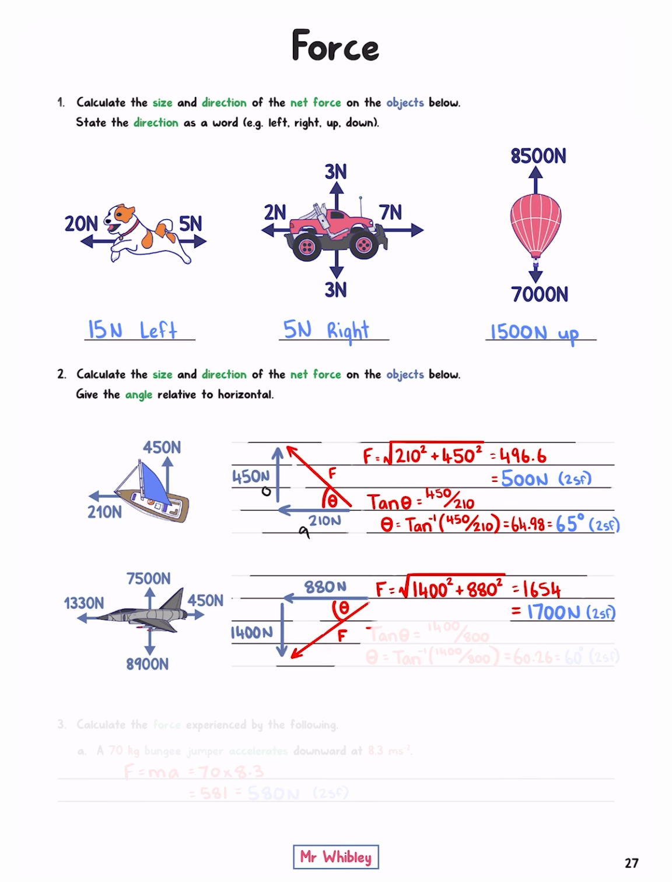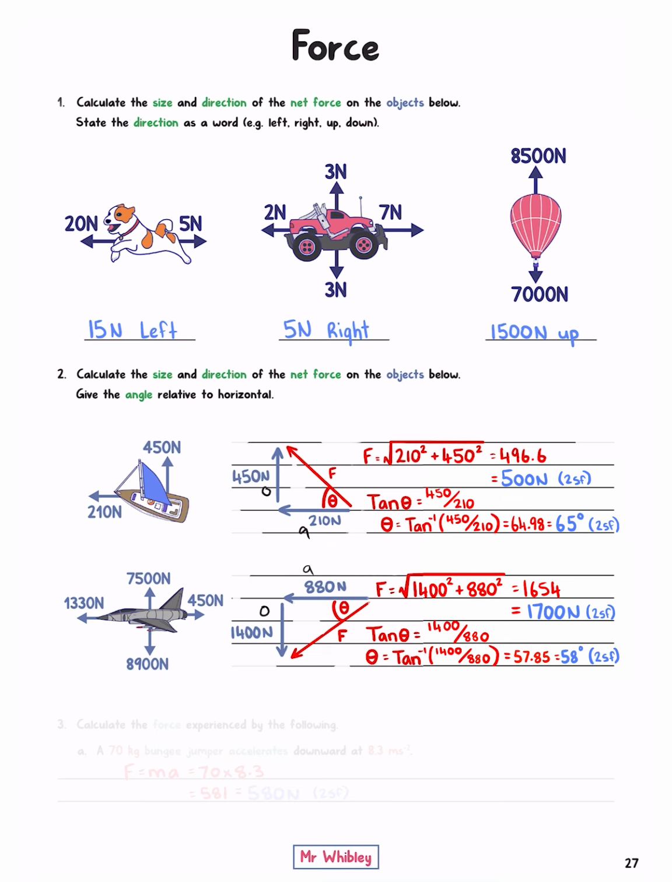Once again, to find our angle, we can use the fact that this is our opposite and this is our adjacent. Tan of the angle is our opposite divided by our adjacent. Solving this by taking the inverse tan of both sides gives me 57.85 degrees, or 58 degrees to two significant figures.